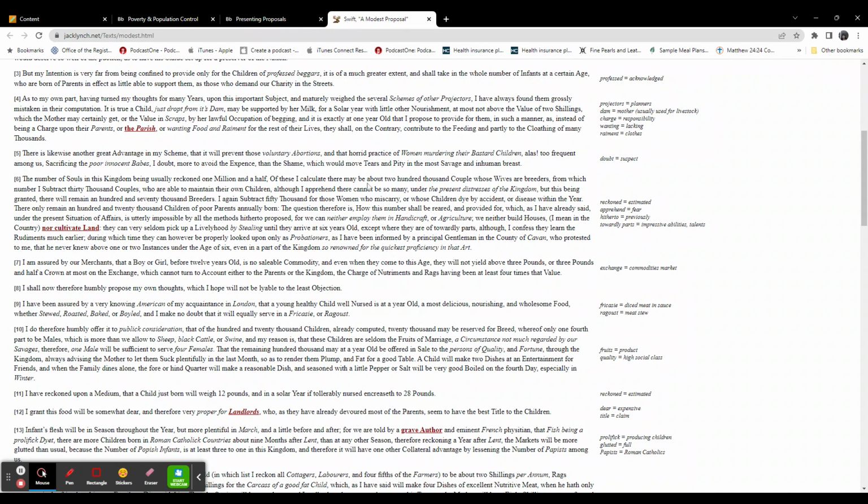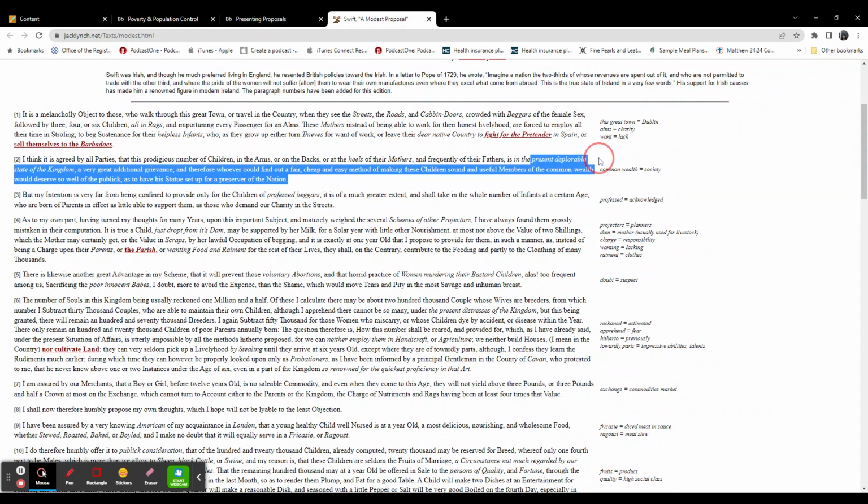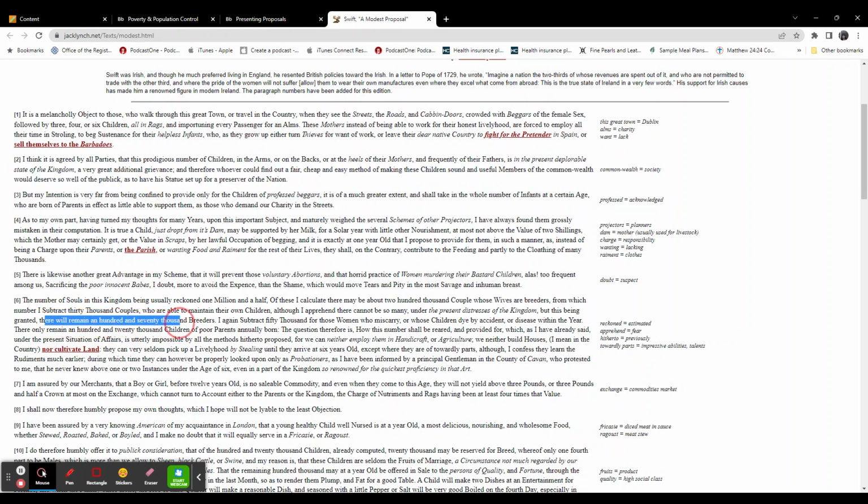So I calculate there may be about 200,000 couple whose wives are breeders, from which number I subtract 30,000 couples who are able to maintain their own children. So there's this idea that if you are a wife and you are part of a couple, then you can maintain your own children. Although I apprehend there cannot be so under the present distresses of the kingdom. The present distresses of the kingdom is connected to the present deplorable state of the kingdom. Keep that in mind. But this being granted, there will remain 170,000 breeders.